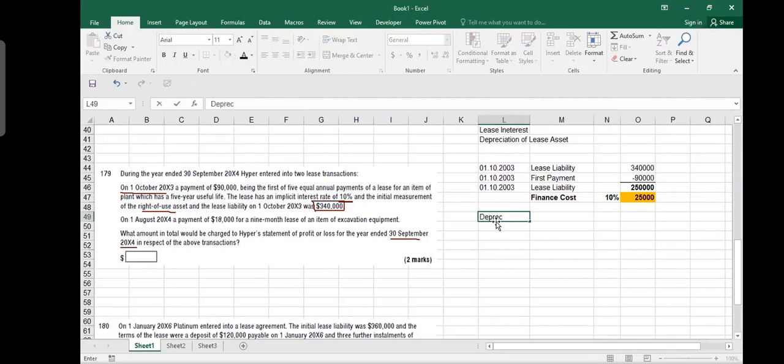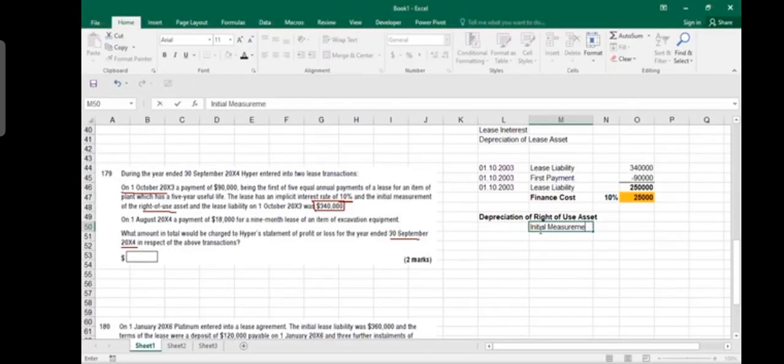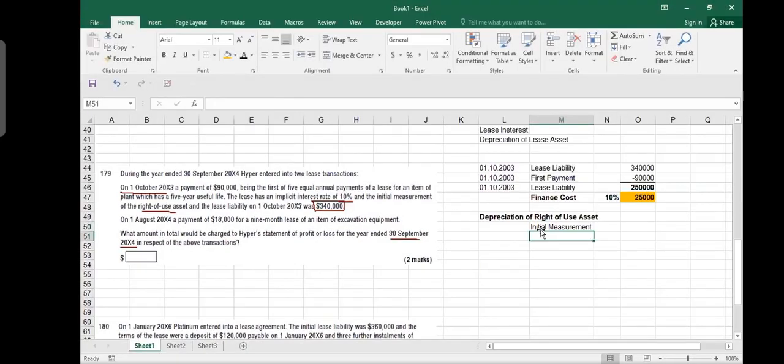Number two, what you will charge to your books would be depreciation of right of use asset. So how much is the right of use asset? You would say initial measurement. Initial measurement of right of use asset would be 340,000, because they told you that the right of use asset is also 340,000. And then you say depreciation, which is on 5 years, because life is 5 years. So your depreciation would be 68,000. This number will also go to the financial statements.